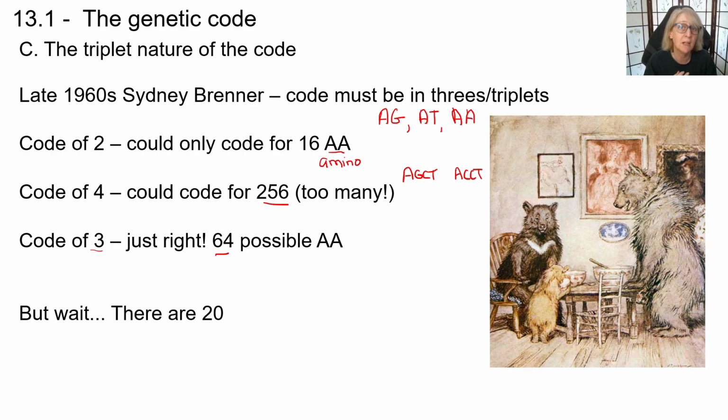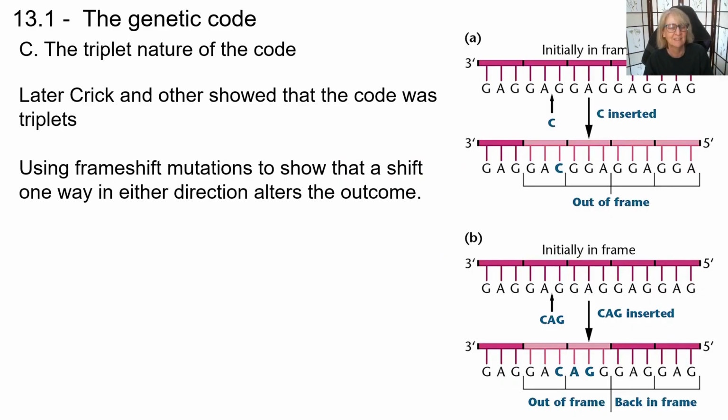We actually describe it as a Goldilocks phenomenon or a Goldilocks situation. This is a Goldilocks solution. But we still only have 20 codes. We have 20 amino acids, but now we've got 64 possible combinations of nucleotides that make up those amino acids.